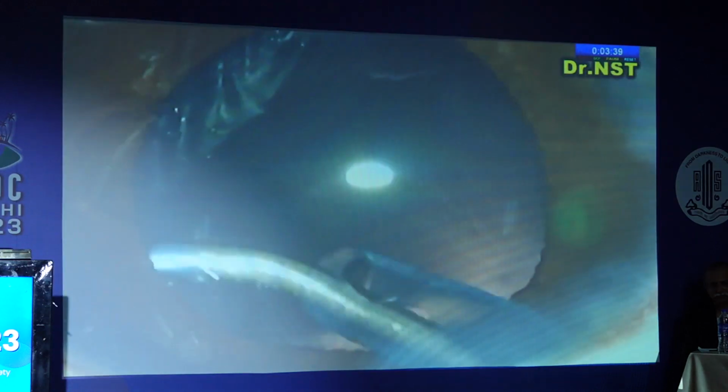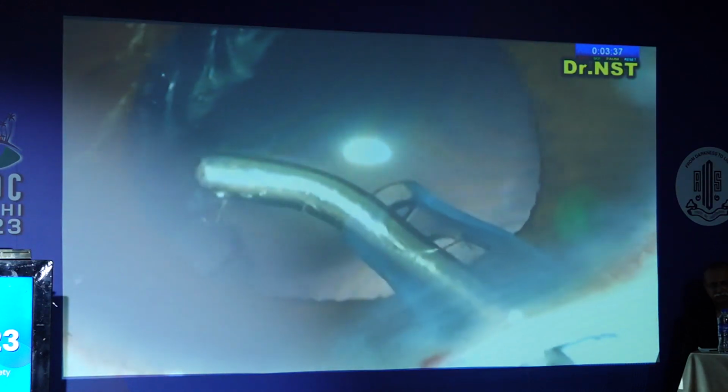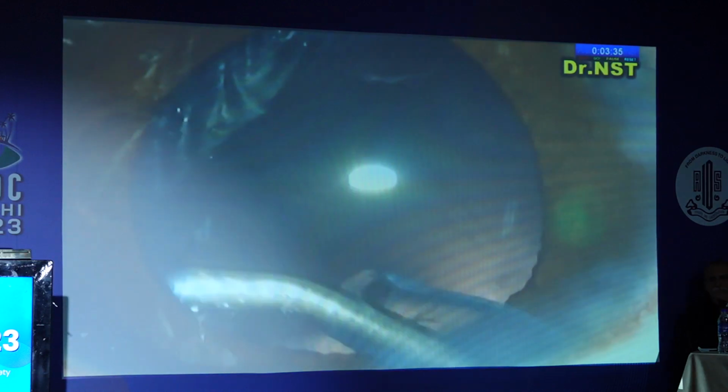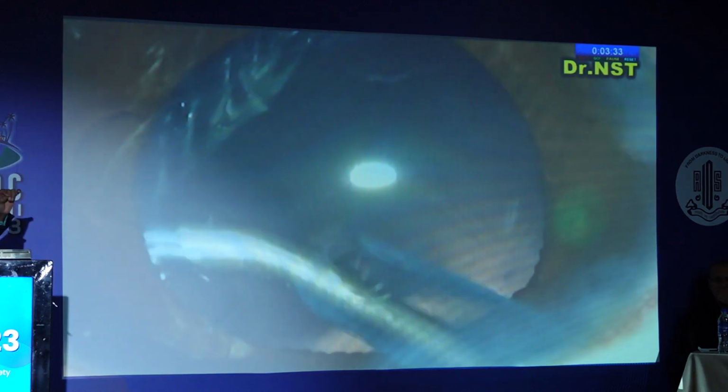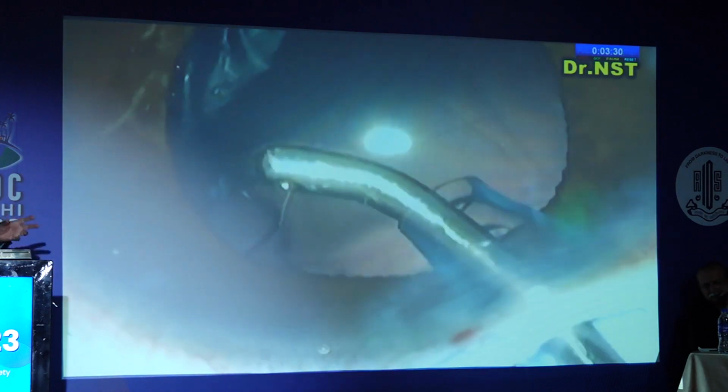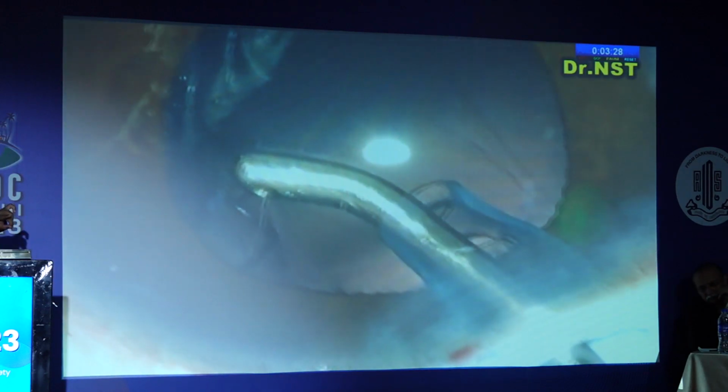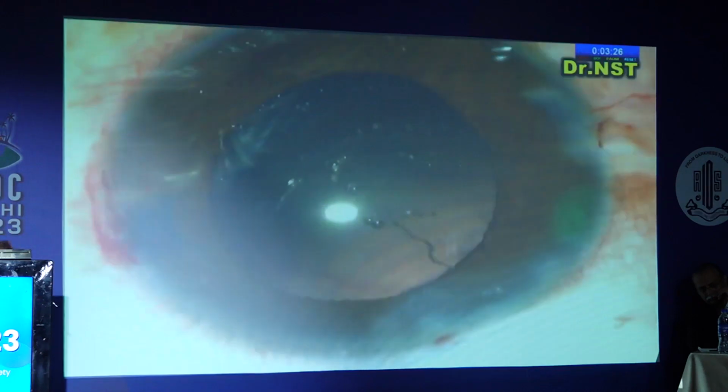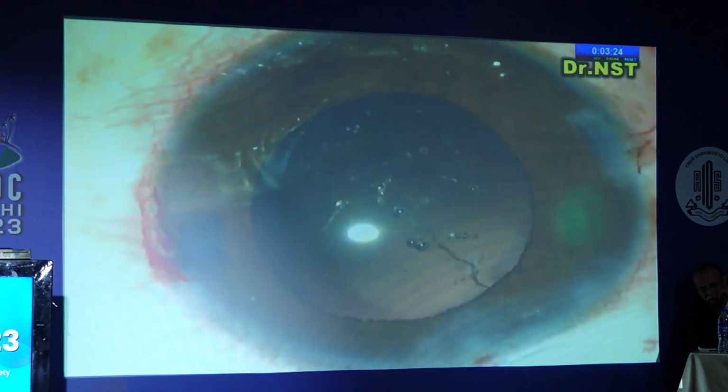And I was completing, and suddenly I caught the PC. It's just a simple change in the direction of your IA cannula, a little bit downside, and you catch the PC. A very simple case was going on and this thing happened.